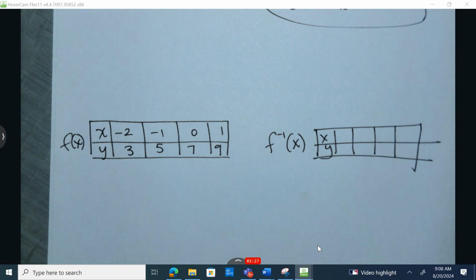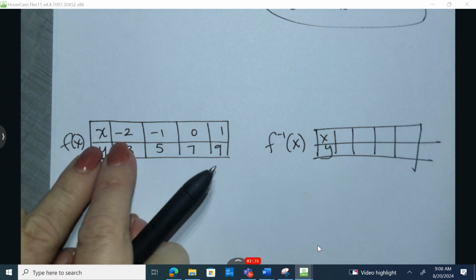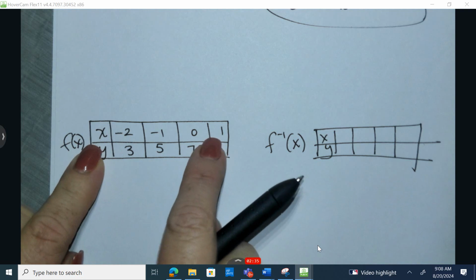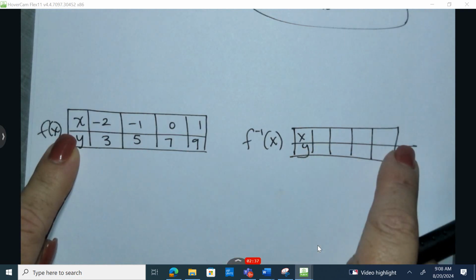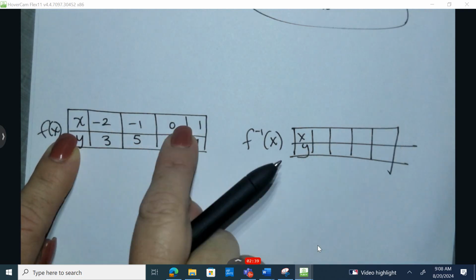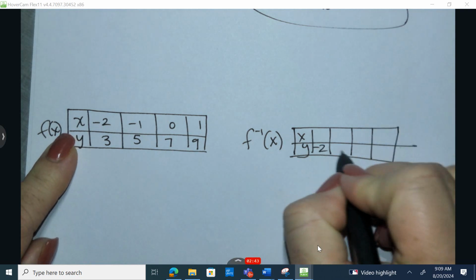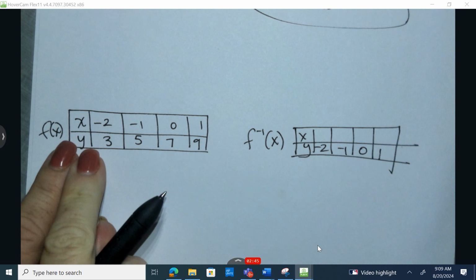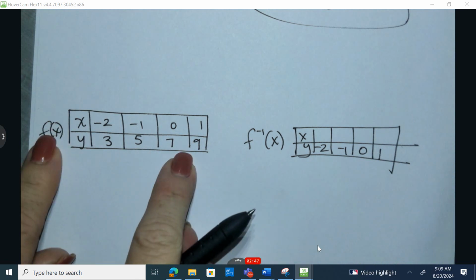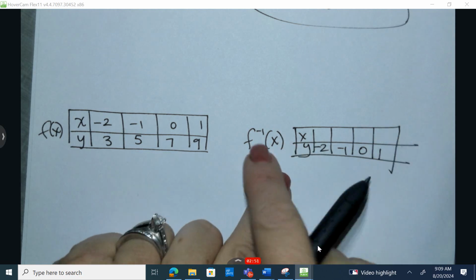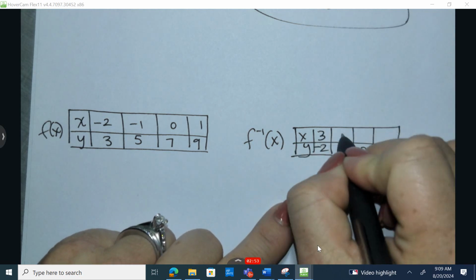And if somebody says you switch, and they weren't here yesterday, and they're like, what do you mean you switch? You would say, okay, we're going to take the input values, the x values, and instead of rewriting them in the same position, the input, we're going to rewrite the input values in the outputs of the inverse. So negative 2, negative 1, 0, and 1. And I'm going to take the output values of the original function, and I'm going to place those in the input values of the inverse.